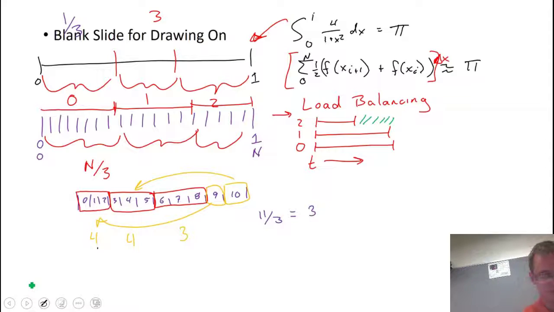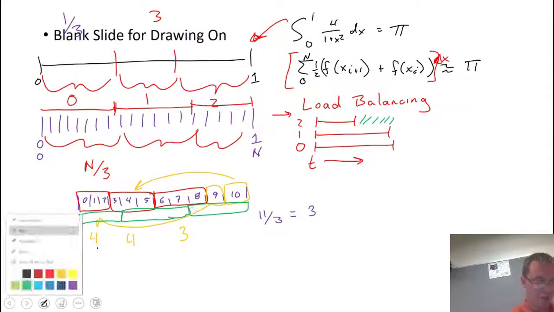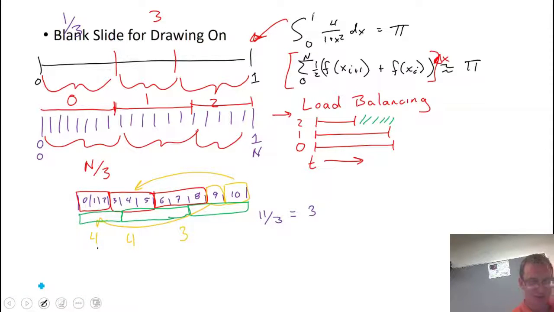And so we say, okay, you need to take 4, you need to take 4, and then you take the last 3. Now our load balancing is much better. However, that's actually pretty difficult to actually code. And so this isn't optimal, but it's what I did when I did this project.